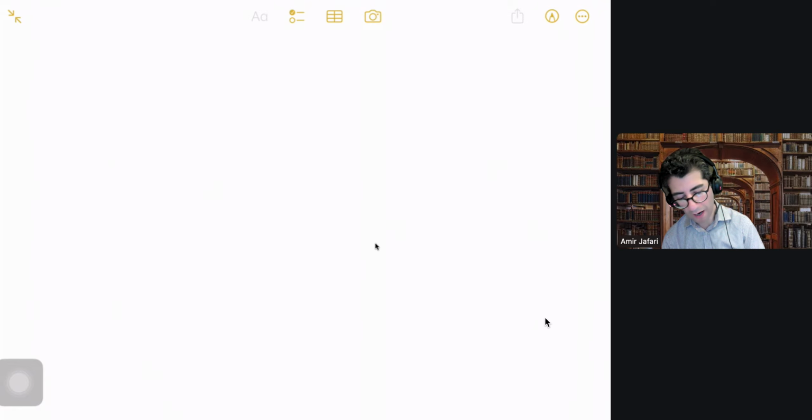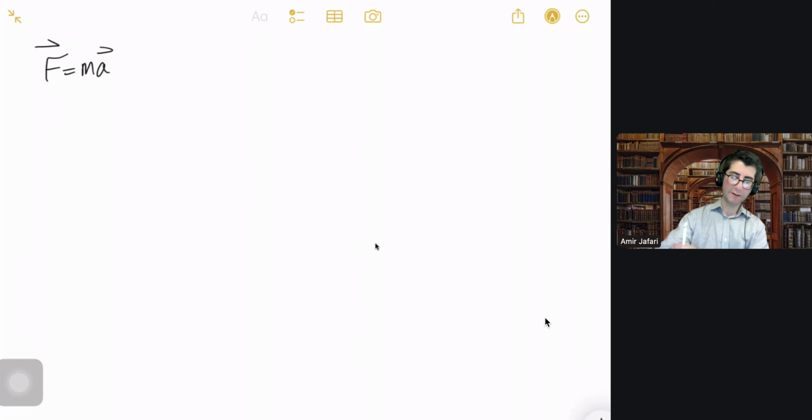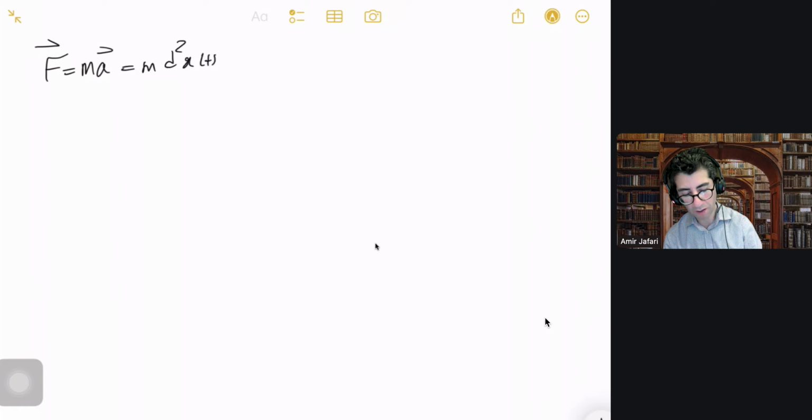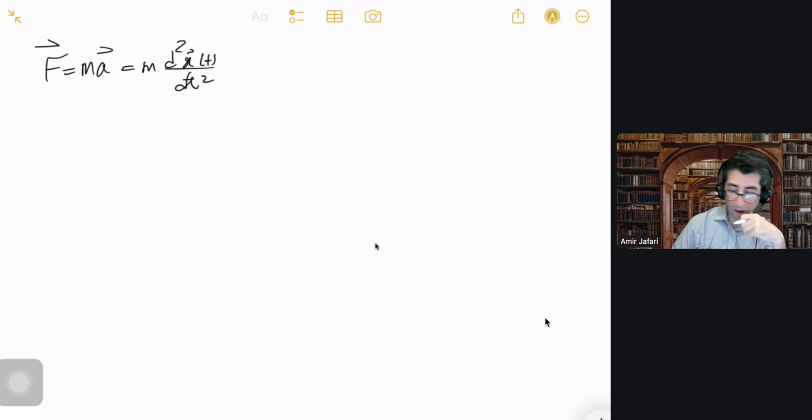Newton said, look, I have this definition for force, right? F equals ma. a is the acceleration. It's the second derivative of the position of any given particle with respect to time. So this is Newton's second law. You're familiar with this.